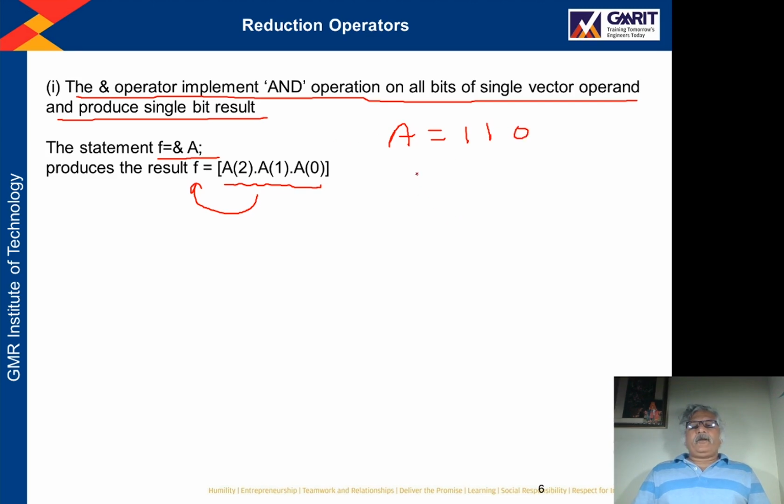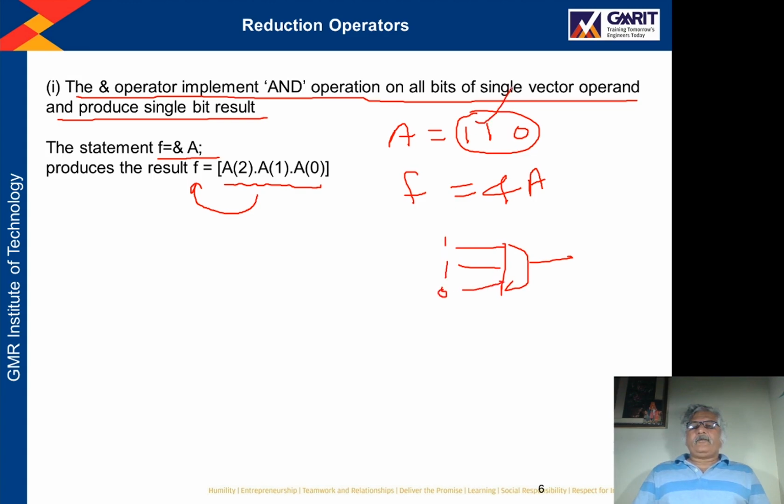So if we write F is equal to ampersand A, here we have the single operand A with ampersand. So this indicates this is a reduction operator. The reduction operator will perform AND operation over these 3 bits. AND operation over these 3 bits means there is an AND gate having 3 inputs and the values are 1, 1, 0. So the result will be 0. This result generated is a scalar, and this scalar value will be assigned to F, right? Okay.